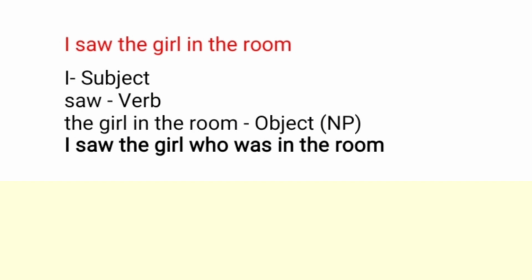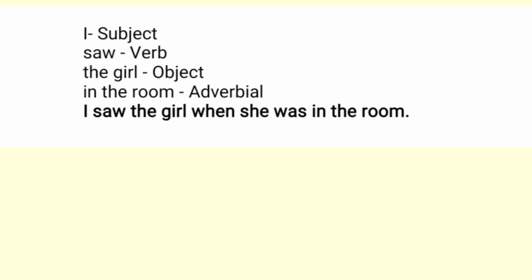And the meaning communicated by this sentence is, I saw the girl who was in the room. Now, look at the second structure communicated by the same sentence. I is the subject, saw is the verb, the girl is the object, and in the room is the adverbial. And obviously, the meaning of this sentence becomes, I saw the girl when she was in the room.